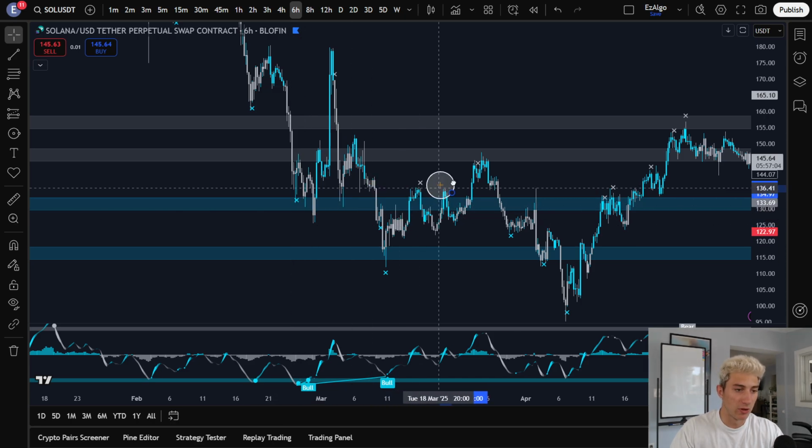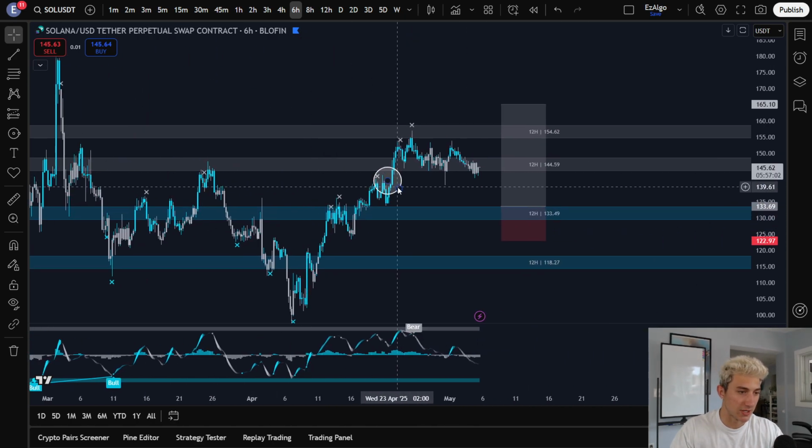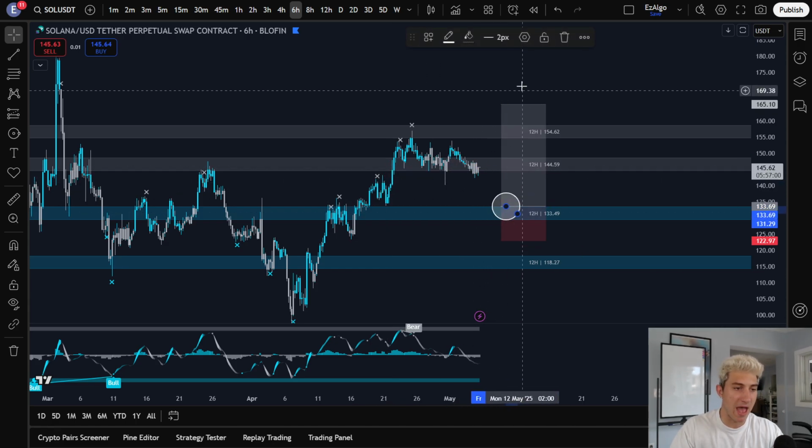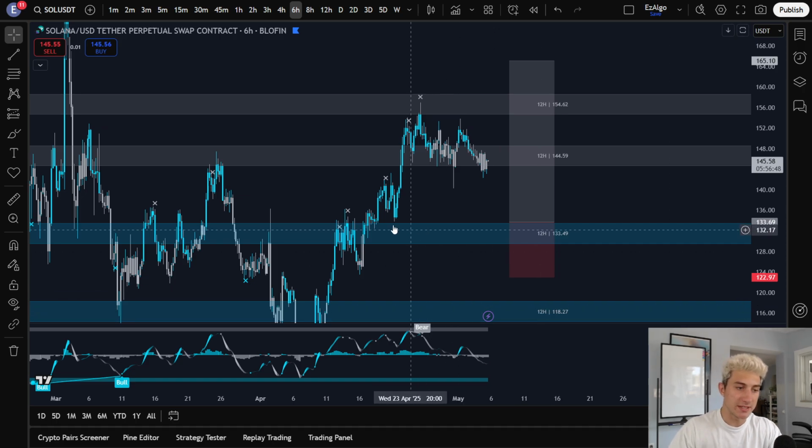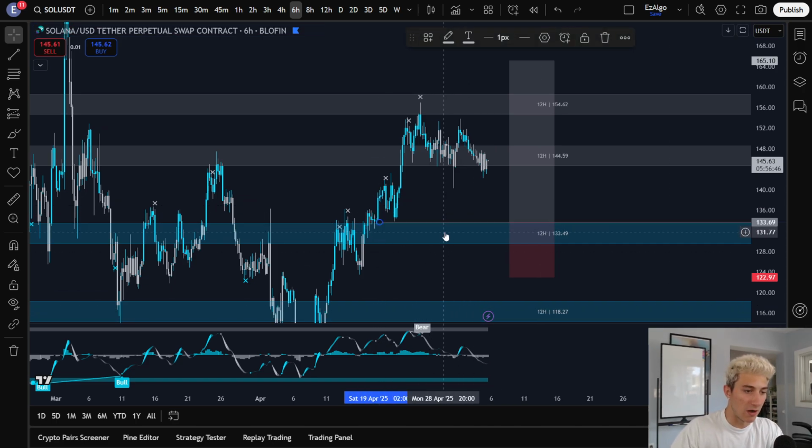We've bounced from this level multiple times in the past. Okay, this is like a gravity level. This is kind of like a magnet. Now, something I preach as well when I trade key levels is I like to stack confluences. Yes, a key level is great, but I like to see other confluences as well.